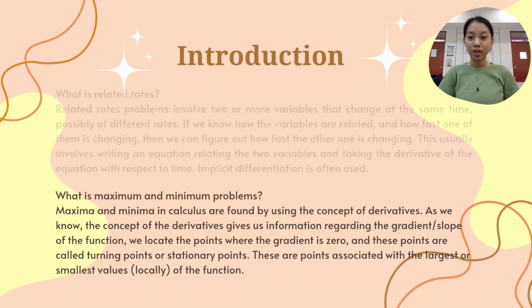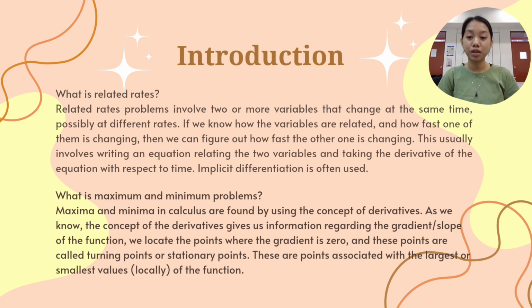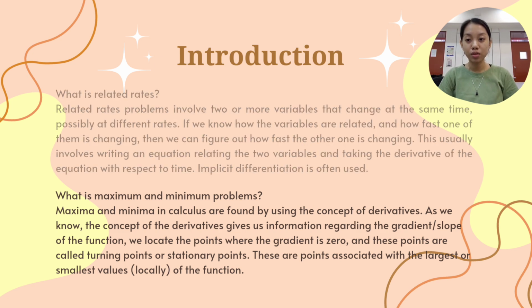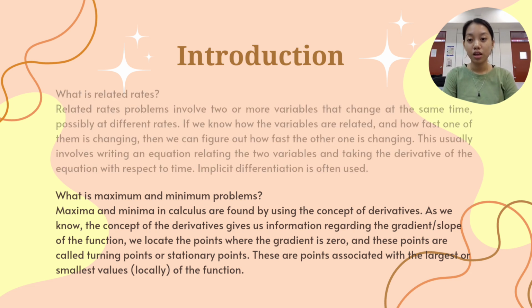Related rates. Related rates problems involve 2 or more variables that change over time, often at different rates. By understanding how these variables are related and knowing the rate of change of one variable, we can determine the rate of change of the other variable. This involves writing an equation that relates the variables and differentiating it with respect to time, often using implicit differentiation.